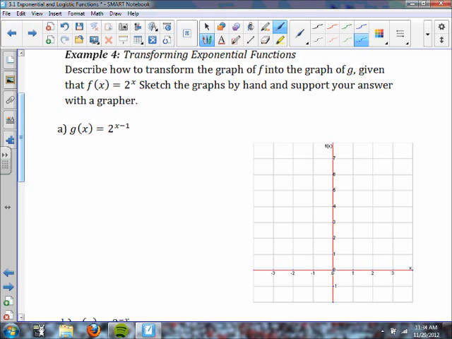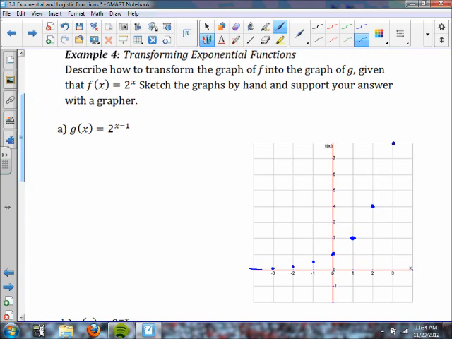What's 2 to the 0 power? 1. So when x is 0, 2 to the x would be 1. How about 2 to the first power? 2. 2 to the second power, 4. 2 to the third power is 8. What about 2 to the negative first power? 2 to the negative first power would be 1/2. I'll throw that here. 2 to the negative second power would be half of that, or 1/4, and then 1/8.